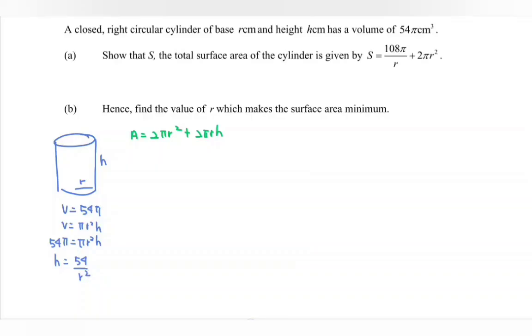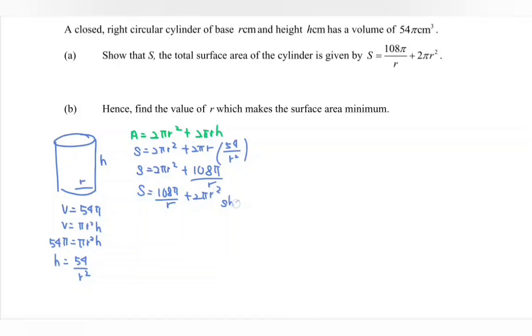So kindly substitute. S is equal to 2πr² plus 2πr bracket, with h as 54 over r². Simplify. So 2πr² plus 108π over r. So kindly rearrange the situation. S will be equal to 108π over r plus 2πr². So we have already shown the expression given for A.